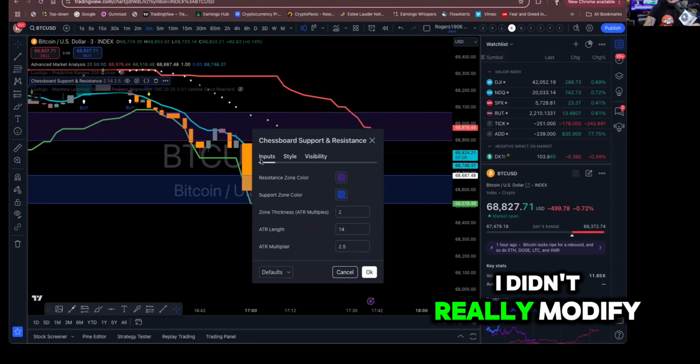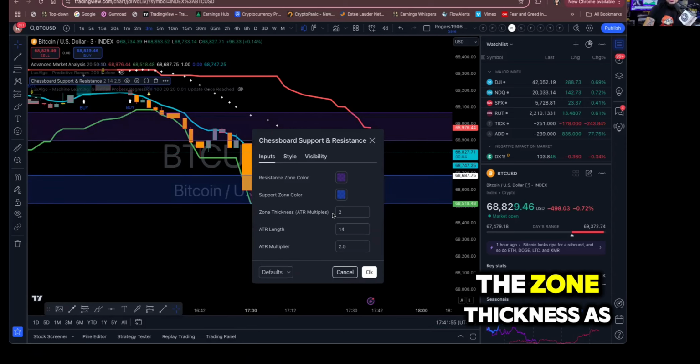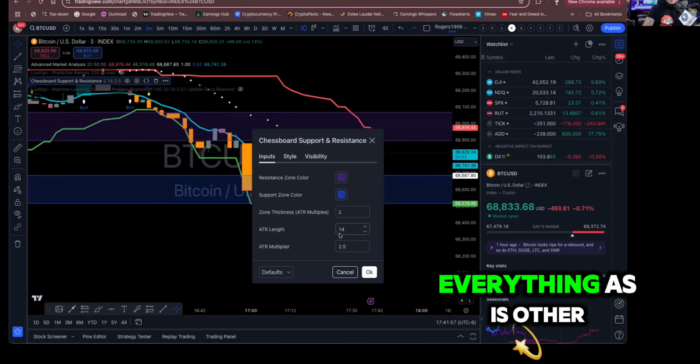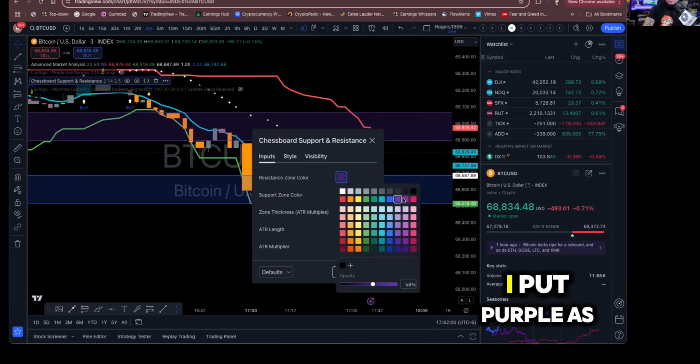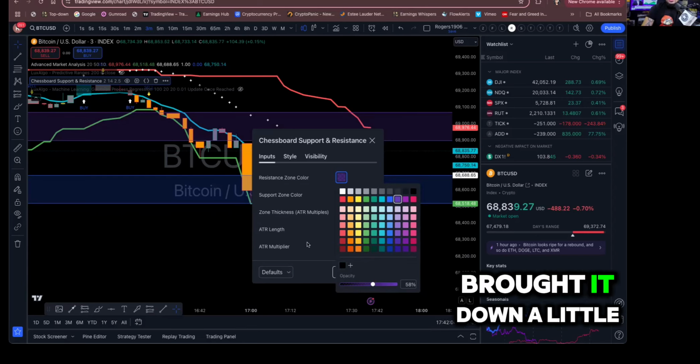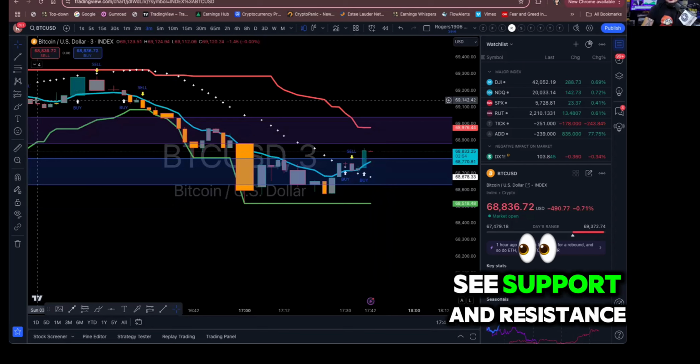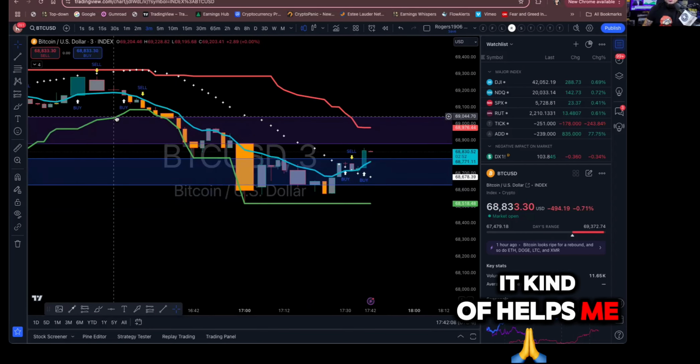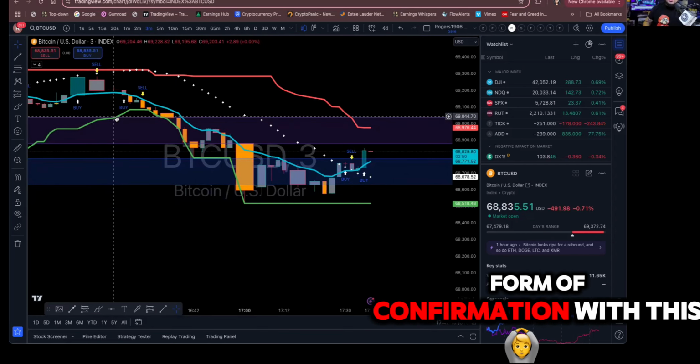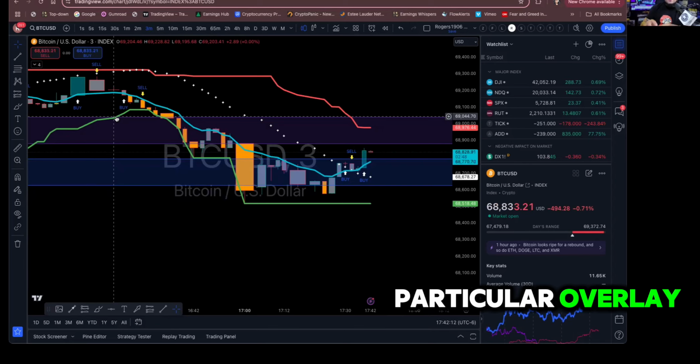I didn't really modify the inputs. I kept the zone thickness as is, everything as is other than the colors, right? I put purple as my resistance, blue as my support, and I just kind of brought it down a little bit, right? Because I like to see support and resistance. It kind of helps me have a second form of confirmation with this particular overlay for the breakout.